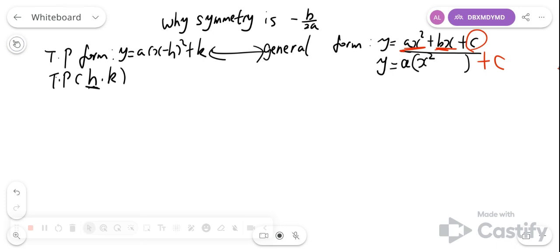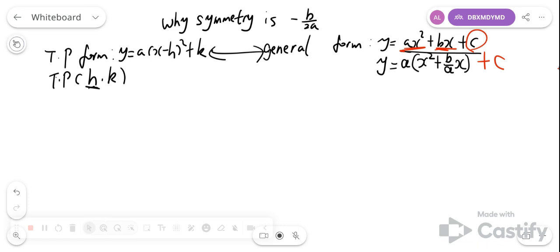And then for the second term, that will be very similar. When we're trying to take a out of the bx, we don't really have a in it, but like we said before, taking a term out of the bracket actually means dividing that term by a. So that's why we have b divided by a, which is b over a x. So now we take the common factor out. The next step is for us to complete the square.